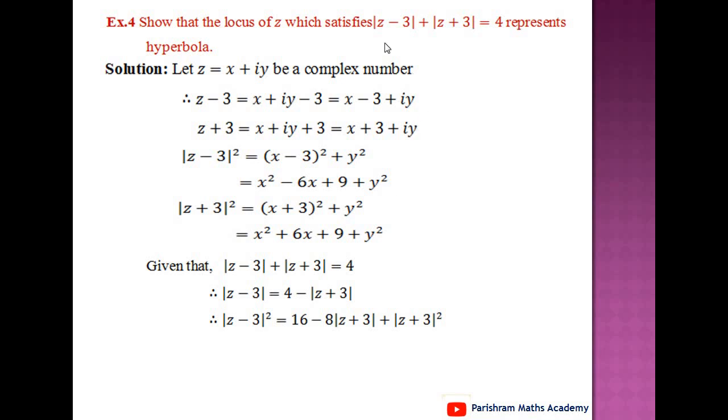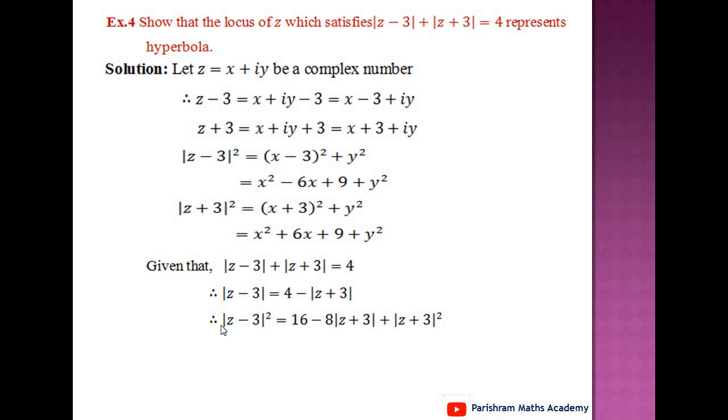Now given that mod of z minus 3 plus mod of z plus 3 equal to 4, we can transfer the second term to the right hand side. We get mod of z minus 3 equal to 4 minus mod of z plus 3. Squaring on both sides, left hand side is mod of z minus 3 square, equal to the right hand side bracket square expansion: square of first term is 16, middle term minus 2 times their product, plus square of second term. Therefore 16 minus 8 into mod of z plus 3 plus mod of z plus 3 bracket square.